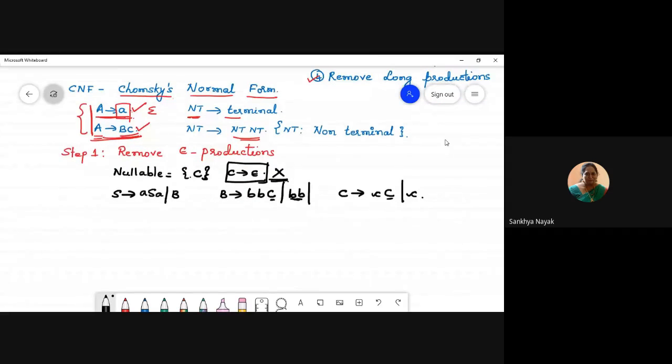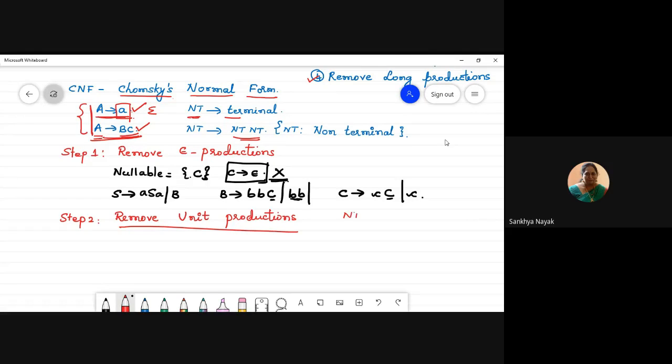So what is the next step? Step 2 is to remove unit productions. Okay. So what is a unit production? If one non-terminal is deriving another non-terminal, something like this, correct? This is called as unit production. If we have them, we have to remove. So do we have a unit production over here? No. A non-terminal deriving a terminal is not unit production, okay? A non-terminal deriving another non-terminal is unit production.